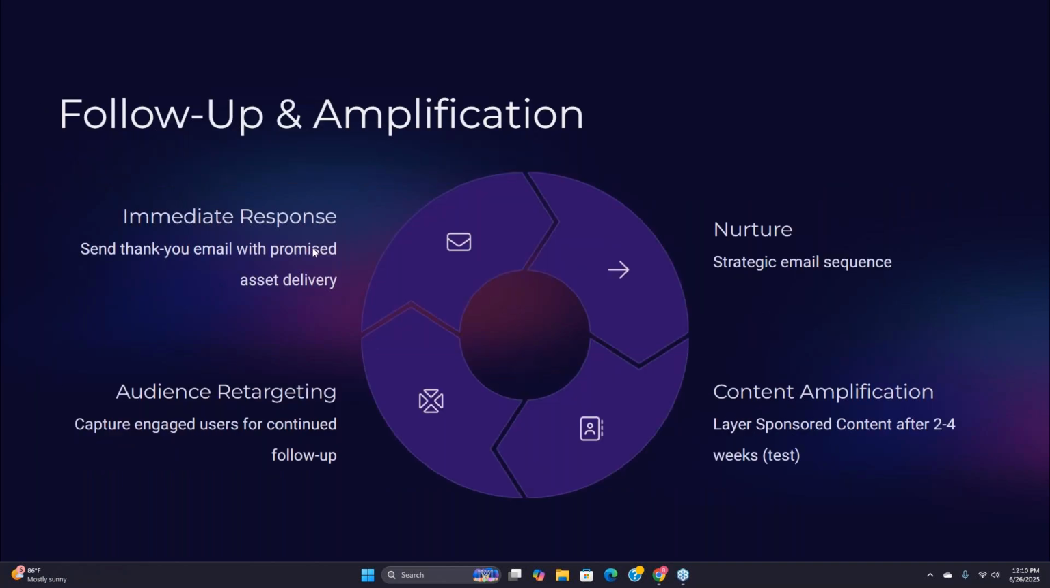So, follow-up and amplification. This is basically your immediate response once they opt in. The way we connect these is we typically use Zapier and connect these lead forms to our CRM. That's the way it works with clients as well, and that's what I suggest to them. They opt in, and they will immediately get an email response from you. You want to make sure you send that email thanking them, but also with the promised asset delivery.